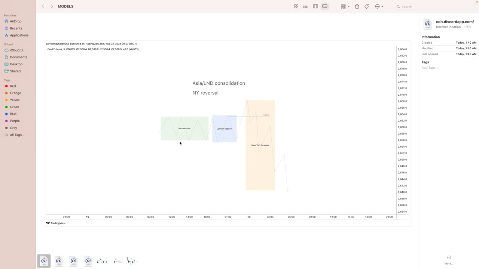So when this does this, consolidation, we expect New York to take it out. And this is where we look for SMT, maybe this is going to be like an hourly swing point. So this is where we frame our reversal off of, like I said, an hourly or above swing point. All right, and when your lower time frames start to displace lower, this is when you can trade that.